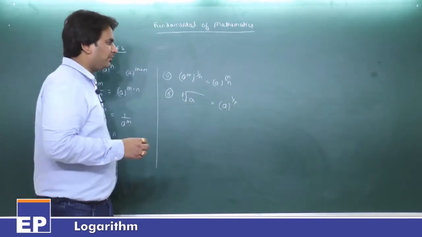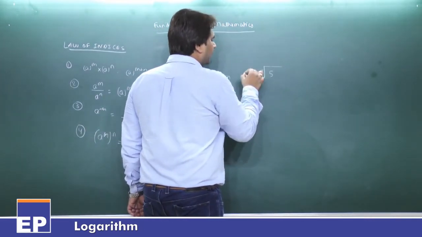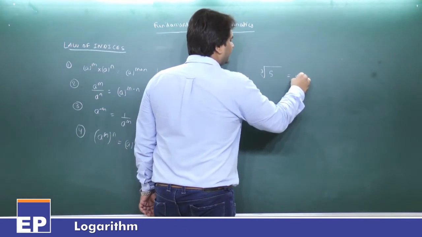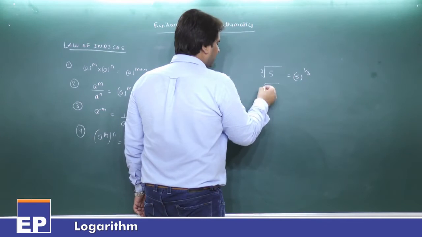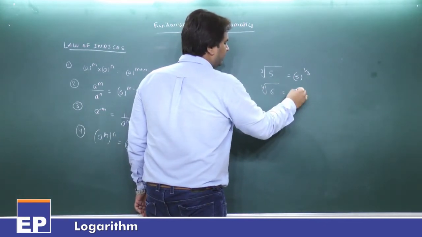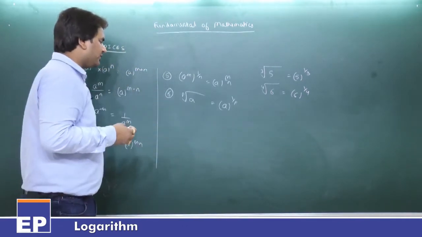I am taking one example. If it is written like this, 5 here, what? Cube root. So what is the value of this? 5 to the power 1 by 3. If it is like this, 6 here, 4 is written, what will it become? It will become 6 to the power 1 by 4. So there should not be any confusion in this for you.